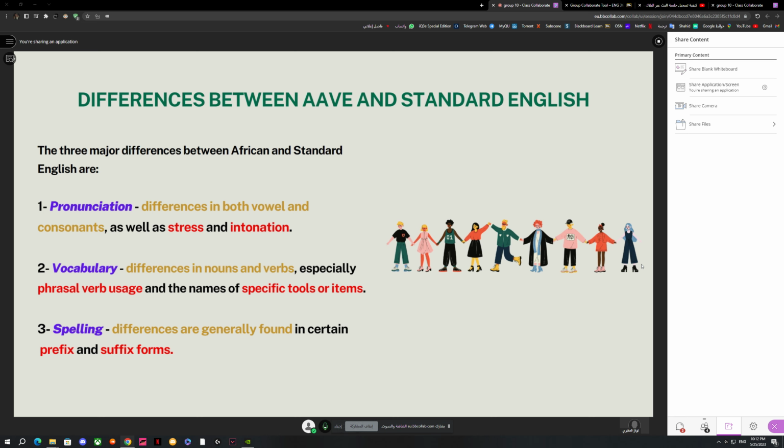Differences between African American English and Standard English. The three major differences are: one, pronunciation, differences in both vowels and consonants, as well as stress and intonation. Two, vocabulary, differences in nouns and verbs, especially phrasal verb usage and the names of specific tools or items. Three, spelling. Differences are generally found in certain prefixes and suffixes.